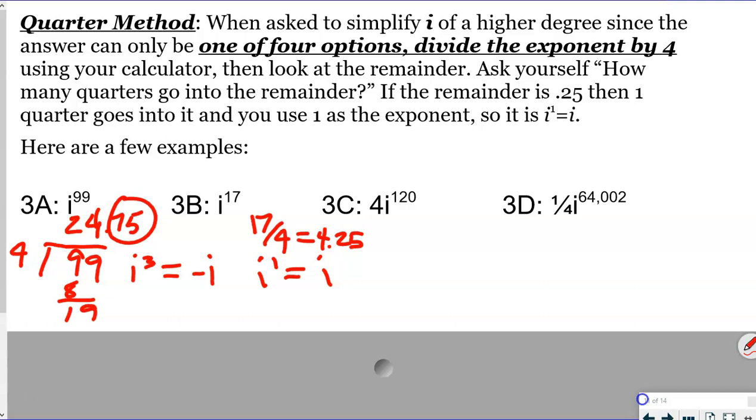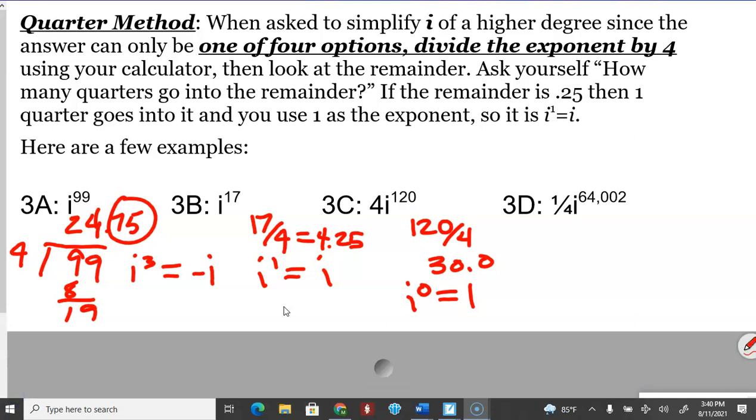Y'all see it? This next one, 120 divided by 4. That's 30.0. So what do I get for change? That's going to be i to the 0. Guess what? That's just 1. Y'all starting to see this now?